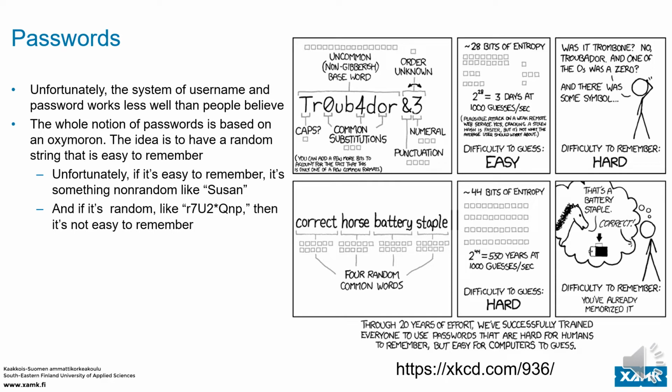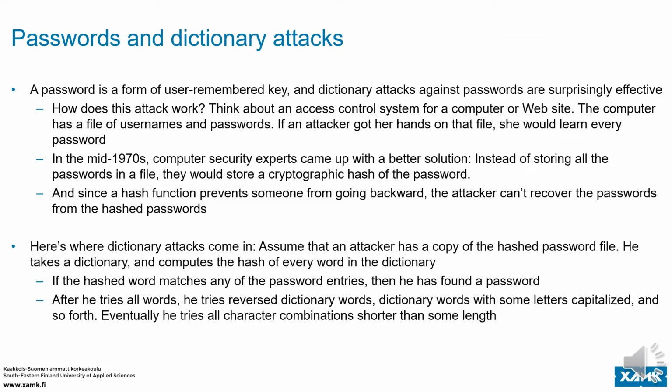For example, check out this XKCD comic demonstrating the duality between easy to remember and not random. It turns out that random, unrelated words together often form a better passphrase than what systems guide the users to create. A password is a form of user-remembered key, and dictionary attacks against passwords are surprisingly effective. How does this attack work? Think about an access control system for a computer or website. The computer has a file of usernames and passwords. If an attacker got her hands on that file, she would learn every password.